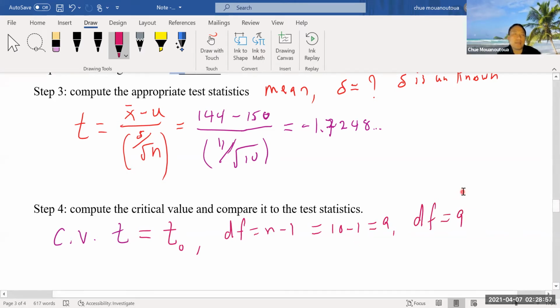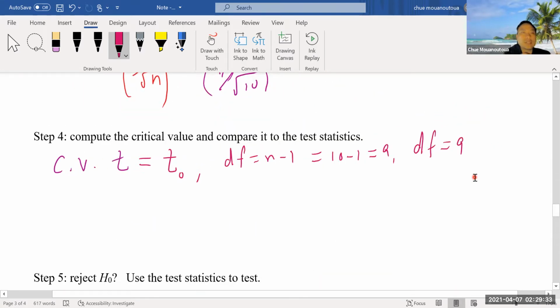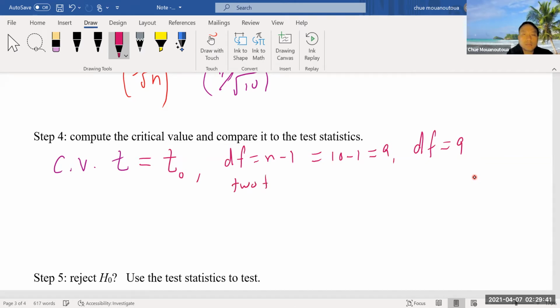I also need to know if I have a left tail or right tail or two-tail test. So here again, go back to the H1. If H1 is less than, then you have a left tail test. If H1 is bigger than, then you have the right tail test, which we saw in the last example. If we have a not equal like this, then we have a two-tailed test. So we're going to say that we have a two-tail since H1 has the not equal, okay?